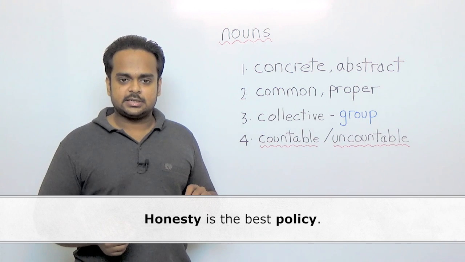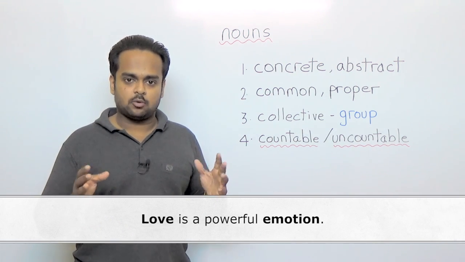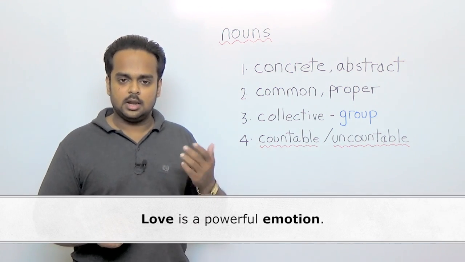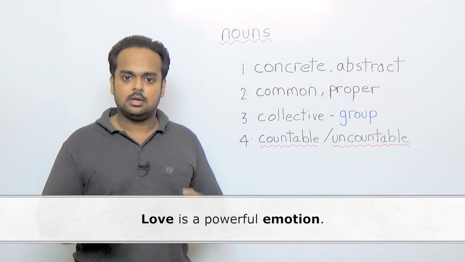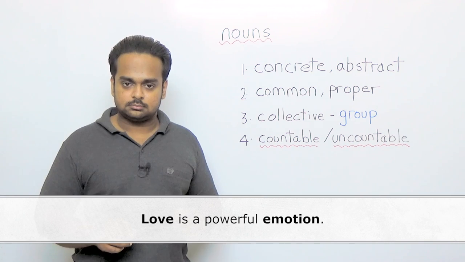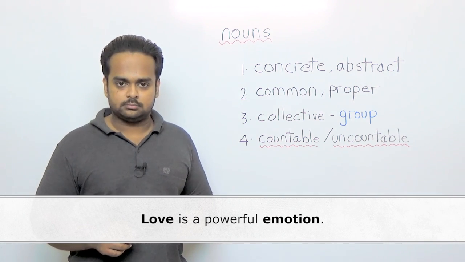And in this next example, love is a powerful emotion. Love is the name of a feeling like anger, happiness, or sorrow, and love is a noun. Emotion is also a noun.